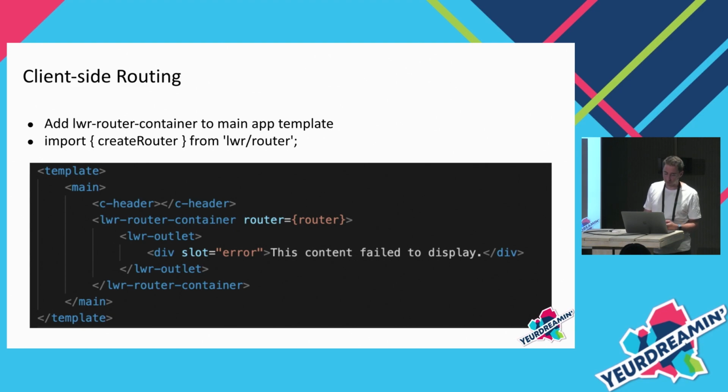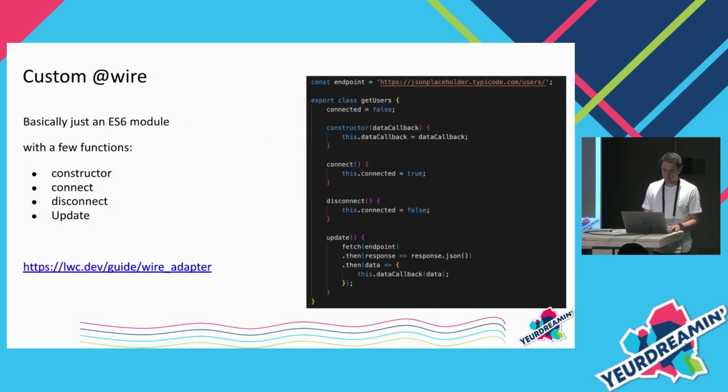Then you have to use an LWR router container, which you put your app inside of. Every navigation event will be caught by this component, and it will manage navigation for you the same way as on platform. So you can use the same component and same JavaScript code. Okay, you need to import create router.